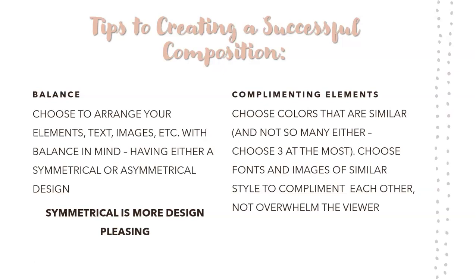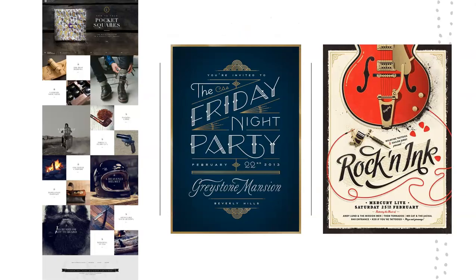And then complementing elements, so choosing colors that are similar but not so many either, so choosing, I would say, 3 colors at the most, and then choosing fonts and images of similar style to complement each other, not overwhelm them. In this case, complementing is not opposite per se, but they should go together. So here's some examples that I'm going to talk about.